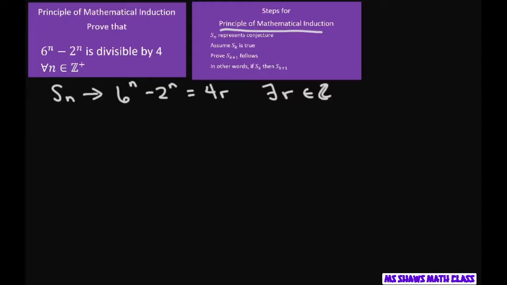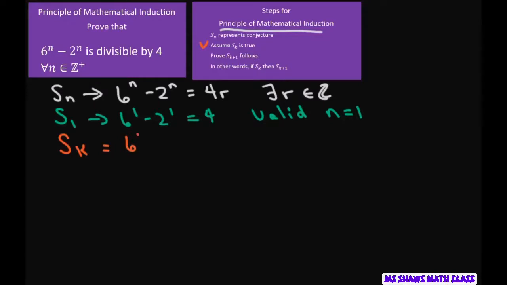Now we're going to verify first that it works for n equal 1. Now 4 is divisible by 4, so this is valid for n equal 1. Now we're going to go to this step and assume that S sub k is true. So that means it's valid for n equal k. So we're going to write it as 6 to the k power minus 2 to the k power equals 4r, and that's for some integer r.